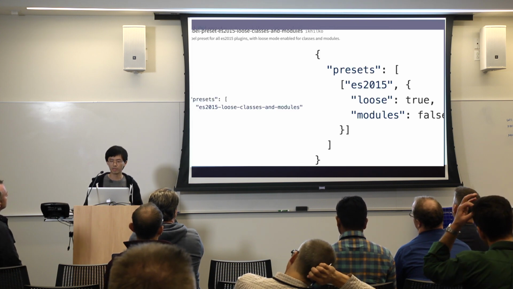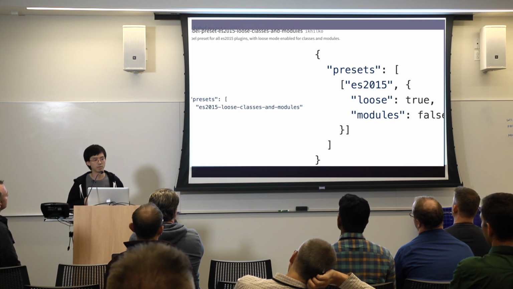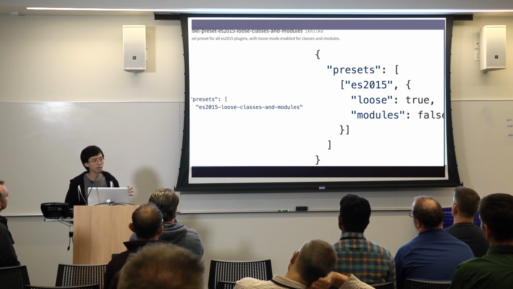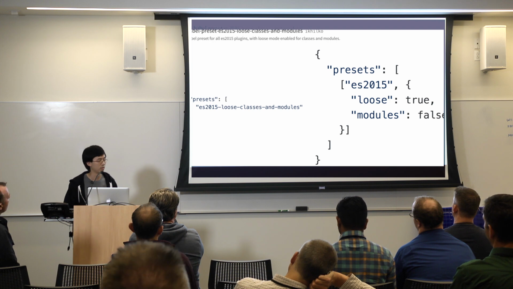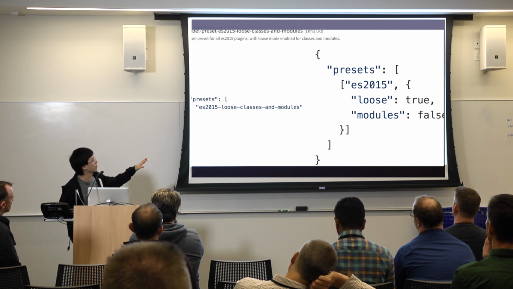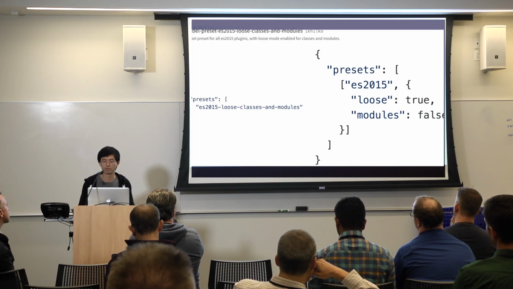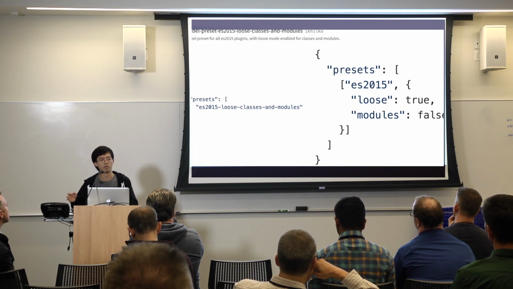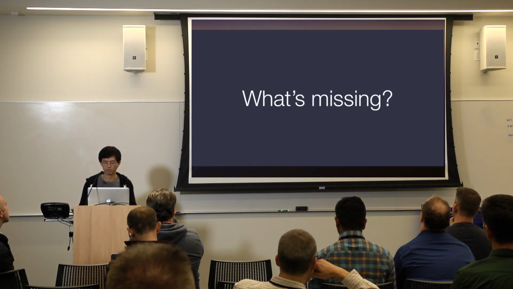So basically, we came up with the idea that you should be able to pass options to presets. Then you could have one official preset, and no one would have to make their own. So if there is this preset called loose modules, then we basically pass in an options object so that you can turn on loose mode or modules when you need to. And that wasn't a thing for a really long time. But now that's here, it solves a lot of the issues we had with all this proliferation of presets that didn't need to be there. But what's missing?